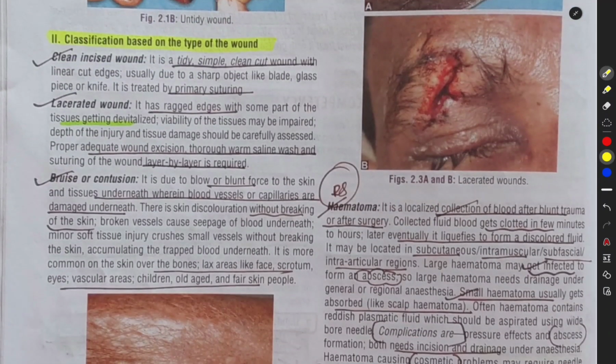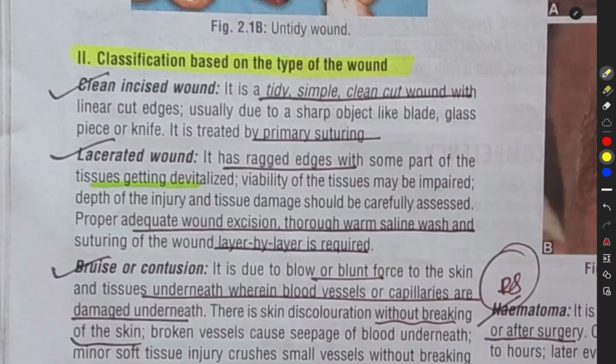Here you can remember it from the forensic medicine part: incised wounds, lacerated wounds, stab wounds, penetrating, perforating or puncture wounds, bruise or contusion, and hematoma. These are the types of wounds. Clean incised wounds are just tidy, simple, clean cut wounds with linear cut edges. It is usually treated by primary suturing.